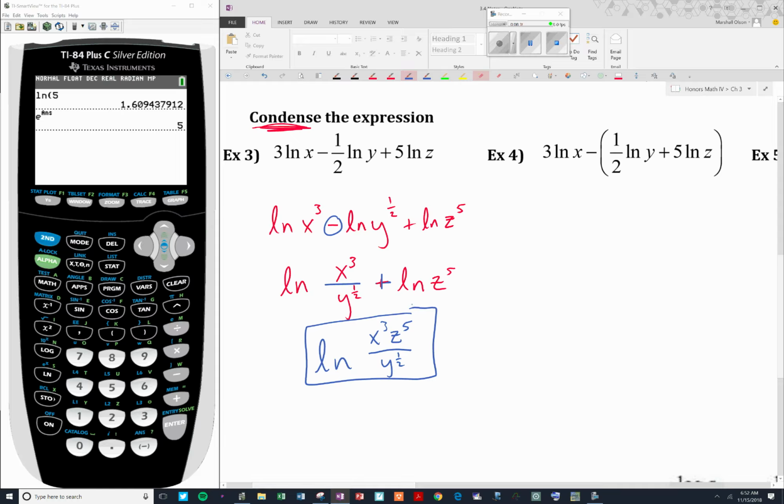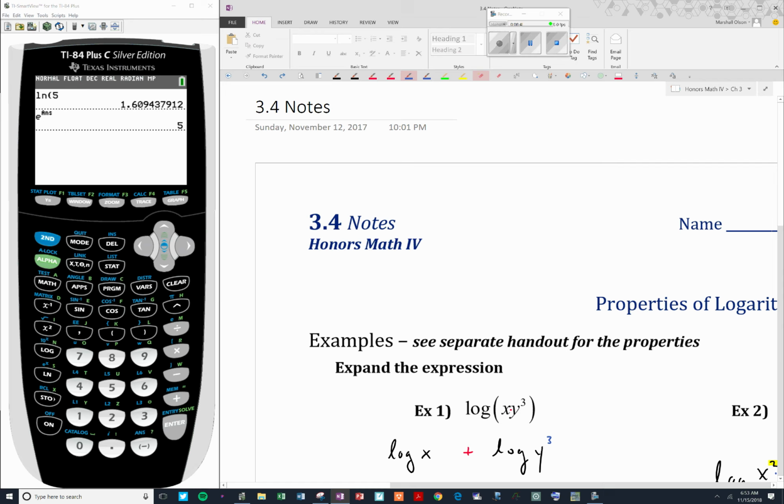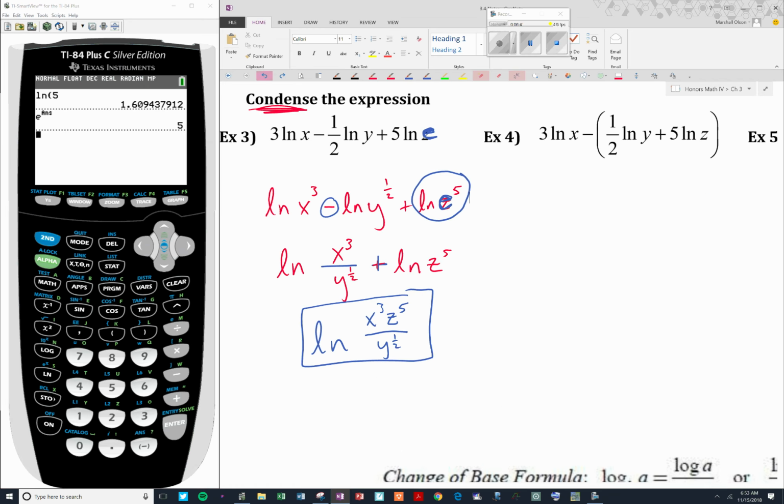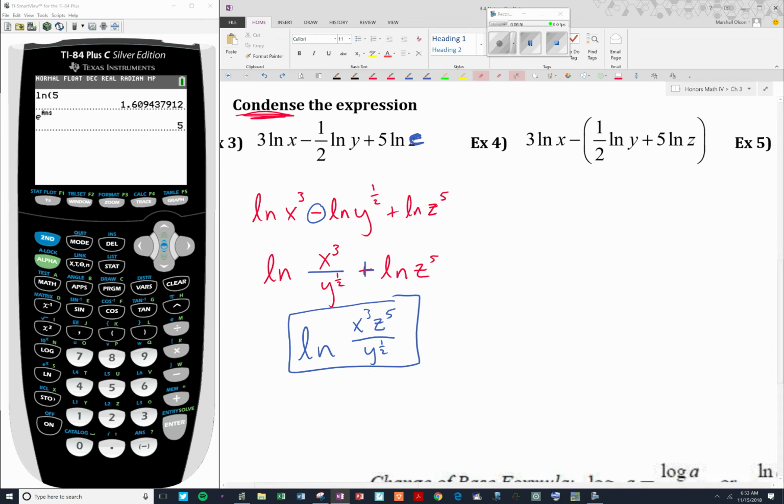If, as you're doing this, you can actually evaluate any of these things, you would go ahead and evaluate it. For example, had this been an e here, and this would have been e to the 5th, we learned yesterday the property that tells us that this would just become actually a 5. And then this would have been 5x cubed over y to the 1/2. So at any time, if you can evaluate a logarithm without a calculator as you're expanding, get rid of some of the stuff I just did, then you want to go ahead and evaluate it, whether you're condensing or expanding.